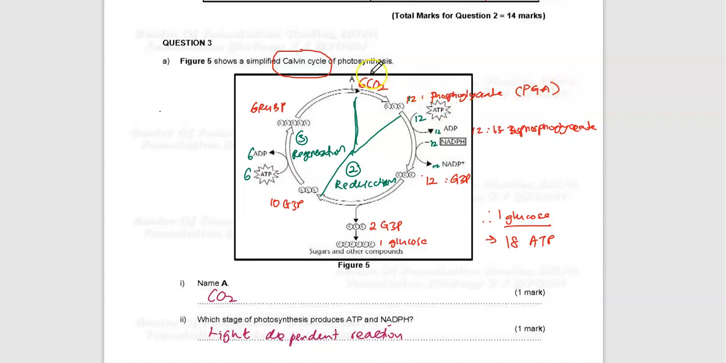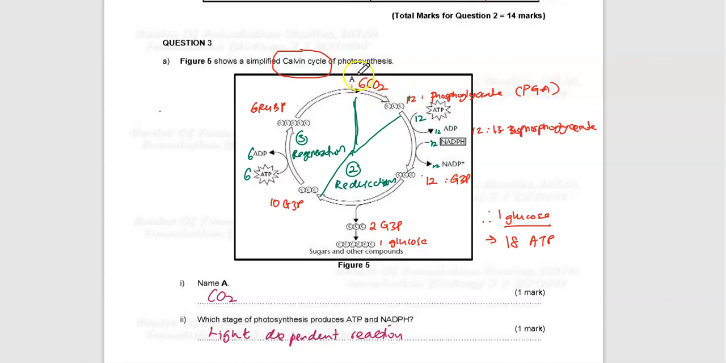Because we are focusing on the production of G3P for 1 molecule of glucose: in order to produce 1 molecule of glucose, it requires 2 molecules of G3P. Because we want 2 molecules of G3P, the cycle will consume 6 molecules of carbon dioxide.